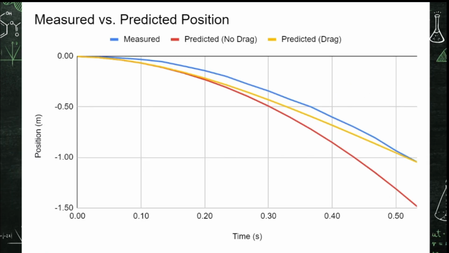Then when we compare all of the graphs together, we see that measured is on top and drag is a little below it, but overall pretty accurately describes where it is. And predicted with no drag stays pretty similar for about 0.3 seconds. But then after that, it just drops off a lot from the other two and predicts that it's going to go way farther than it does. And obviously that's because there's no drag force, so it thinks that it'll fall faster than it actually is.